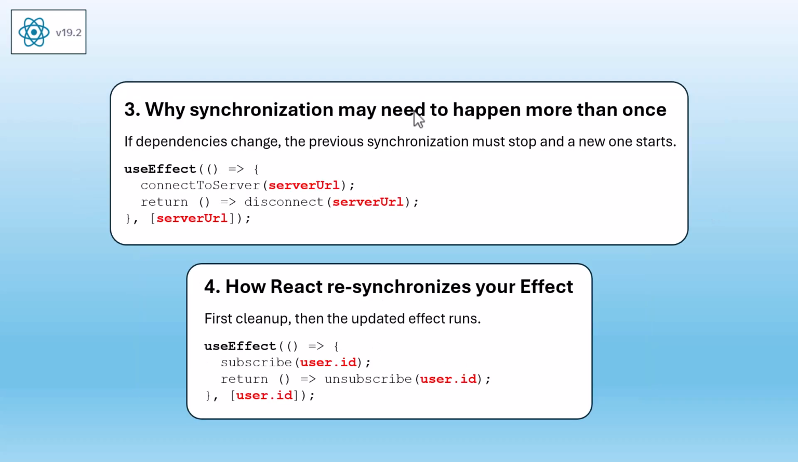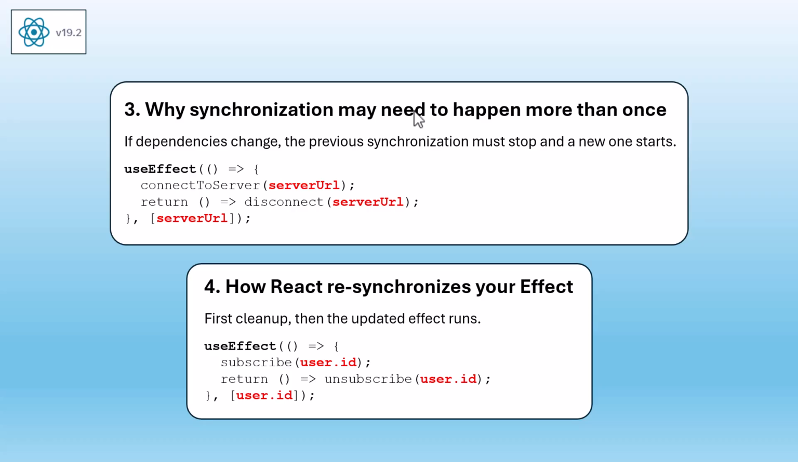3. Why synchronization may need to happen more than once. Imagine a component that connects to an external system based on some prop value. When the prop changes, the effect must tear down the old connection and establish a new one. So even while the component is mounted, the effect might go through several cycles of disconnecting and reconnecting. The reason is, the underlying data that drives the effect changed, and so the effect must respond and keep things in sync.